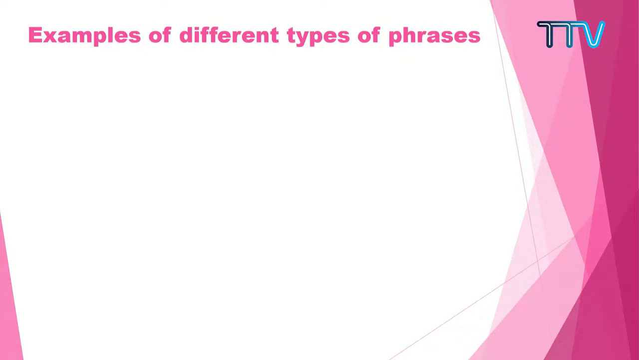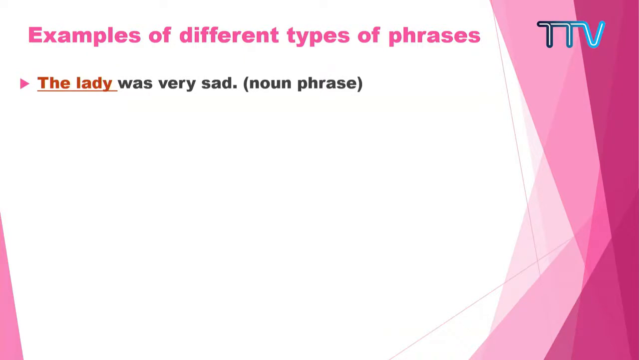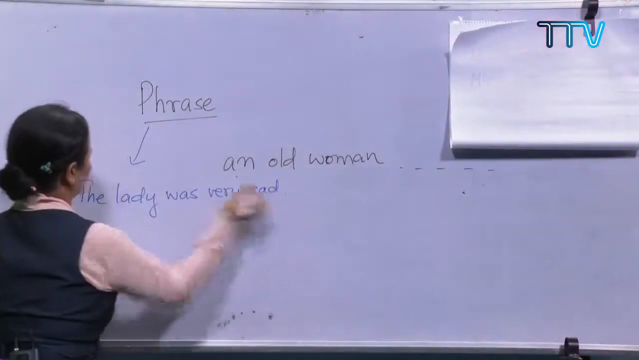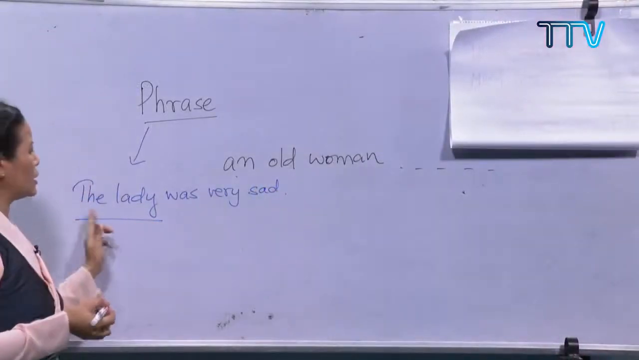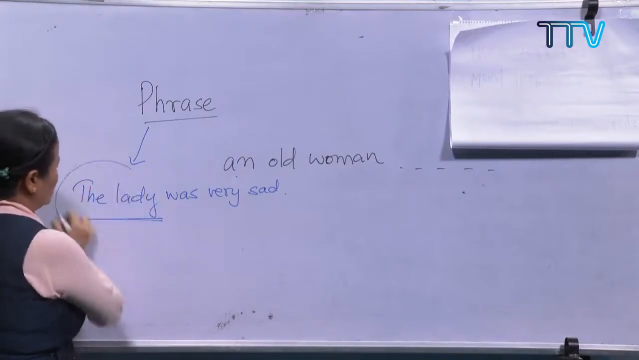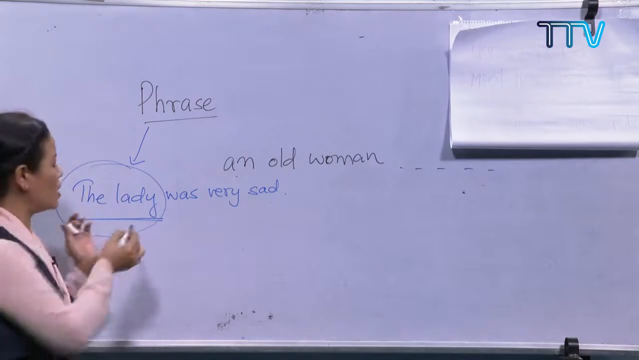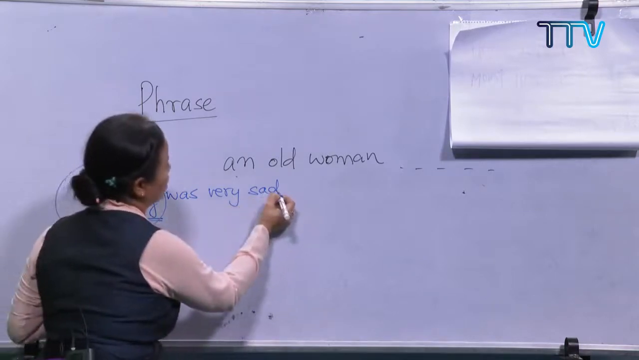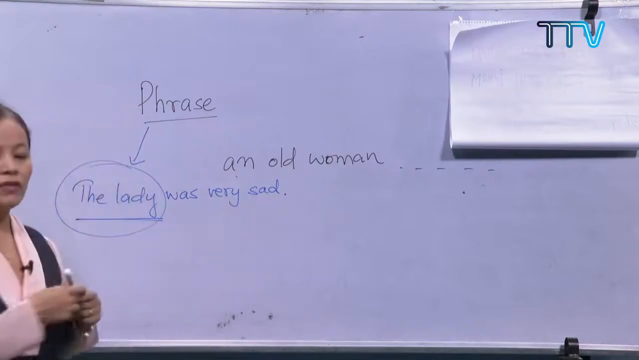So examples of different types of phrases. The lady was very sad. Okay. So in this sentence, the lady was very sad, which is a noun phrase. The lady was very sad. So the lady, this is a phrase, the lady, and this is a noun. So that's why the lady was very sad. So this is an example of a noun phrase. Right. So in the same way, we have another example.